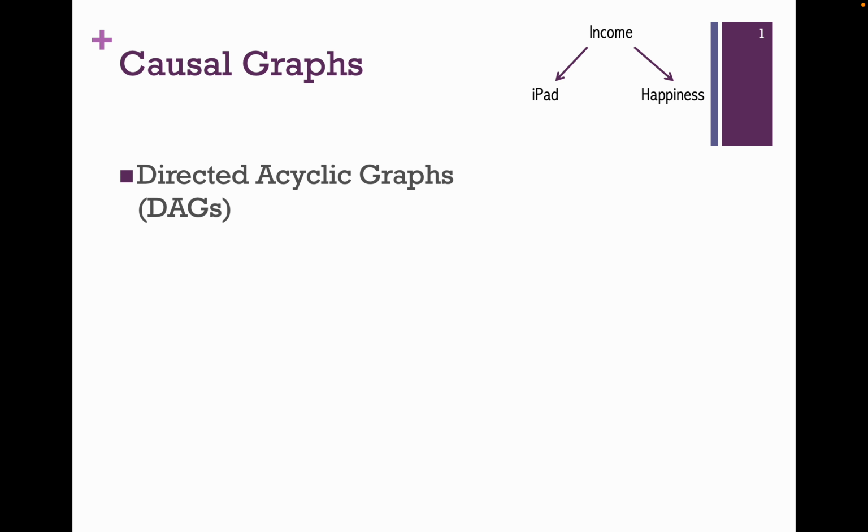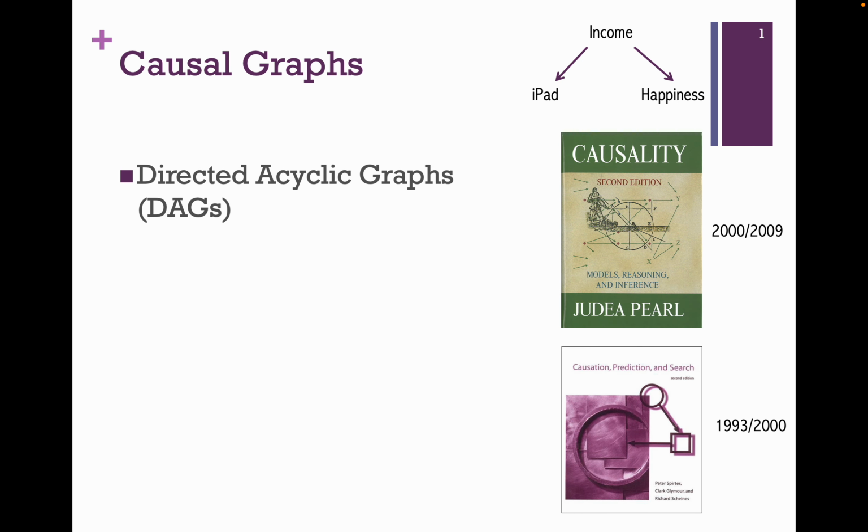The technical term for them is directed acyclic graphs, or DAGs, and these are variables connected by arrows such that there are no cycles, so one cannot get from a variable back to itself by tracing a path of arrows all going in the same direction. The use of DAGs for causal inference is associated with people such as Judea Pearl and Peter Spirtes, Clark Glymour, and Richard Scheines.